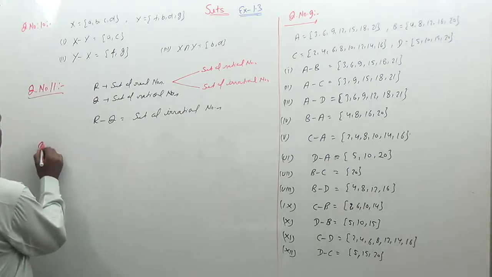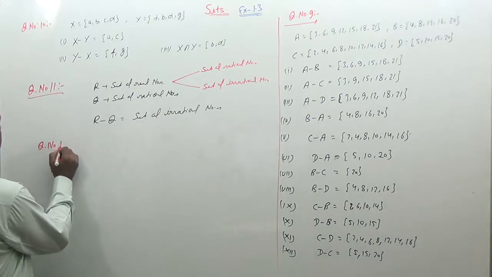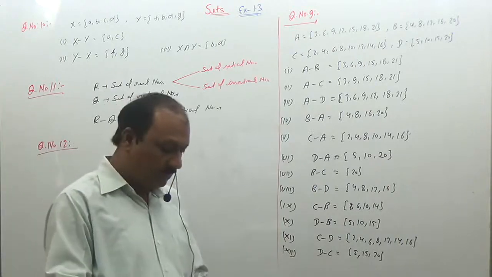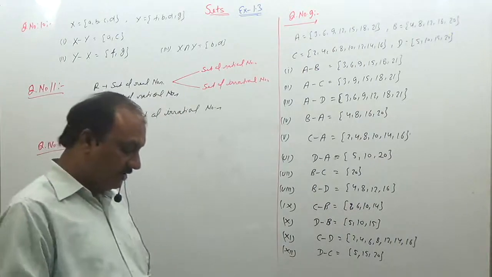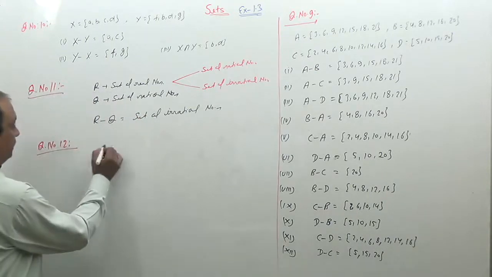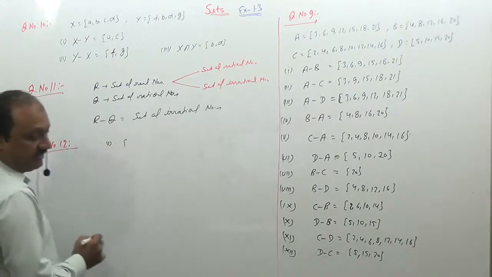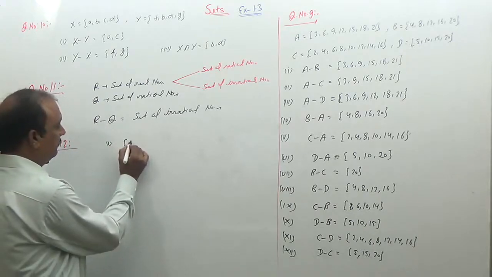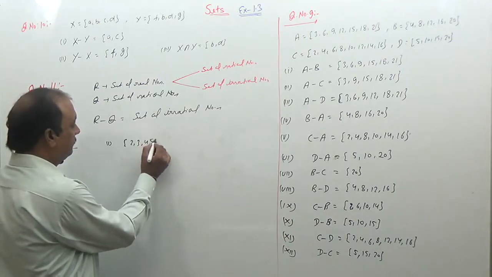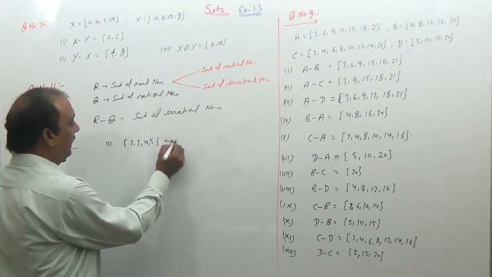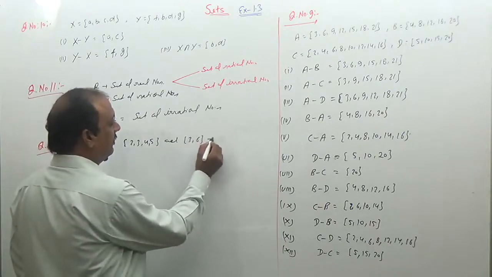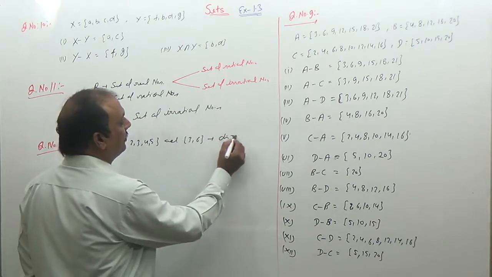Now question number 12. Question number 12 is, state whether each of the following statements is true or false. First is, the sets {2, 3, 4, 5} and {3, 6} are disjoint.